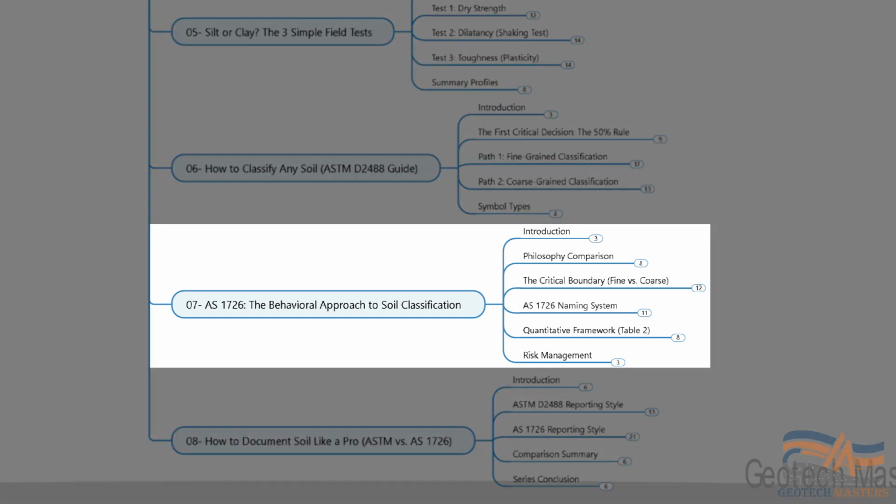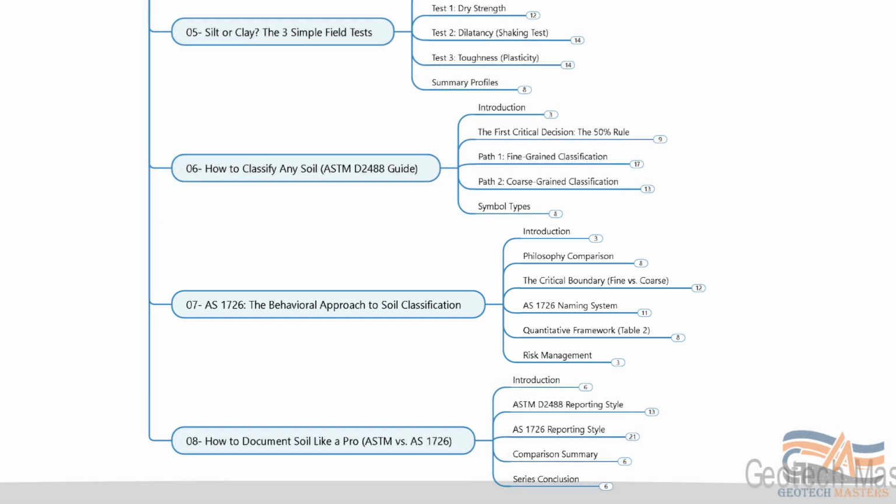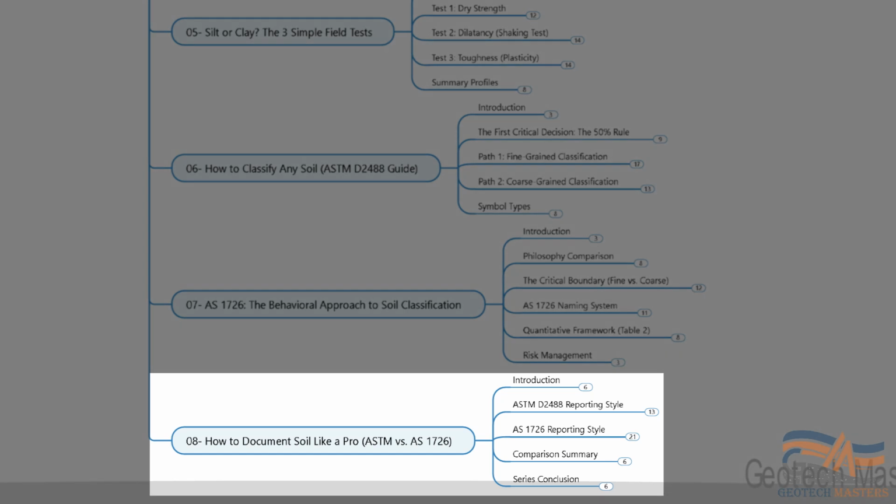Then in episode 7, we look at a different philosophy. We'll explore the Australian standard AS 1726, understanding why the 50% rule isn't the only way to think, and how behavioral classification works. Finally, in episode 8, we cover documentation, because all that field work is useless if you can't report it professionally. We will compare reporting styles to make sure your logs are bulletproof.